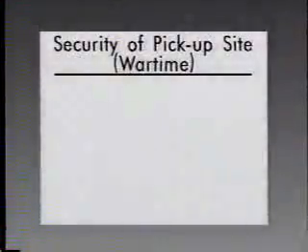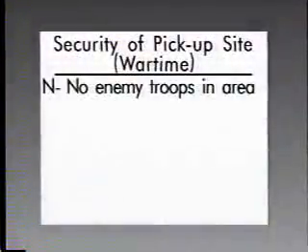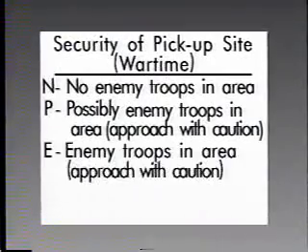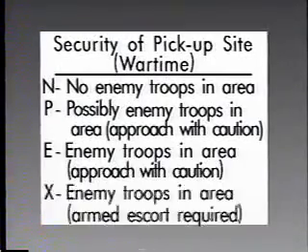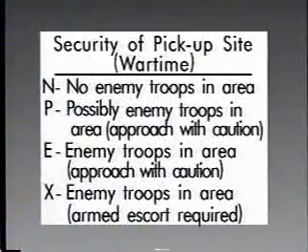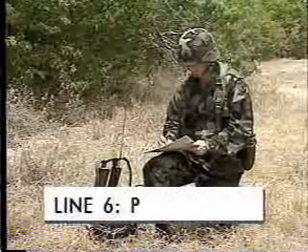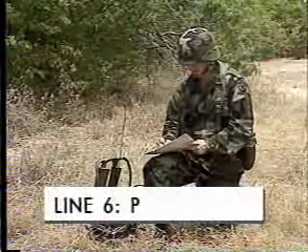Encrypt the security of the pickup site. November, no enemy troops in area. Papa, possibly enemy troops in area, approach with caution. Echo, enemy troops in area, approach with caution. X-ray, enemy troops in area, armed escort required. This will assist the crew of an aircraft or other evacuation vehicle in determining if assistance is required while it is en route and in planning its approach. Papa on line 6 indicates that enemy troops may be in the area.